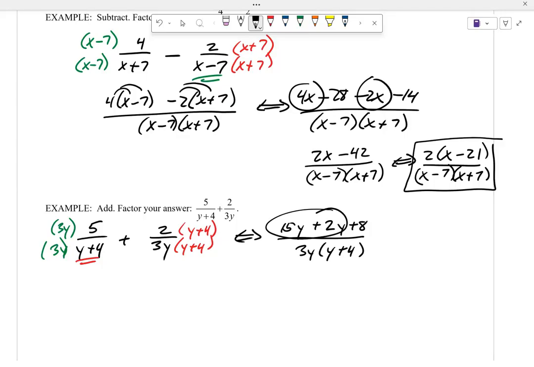So we have like terms there. I want to combine any like terms. 17y plus 8 over 3y(y plus 4). And we're all done adding those and simplifying.